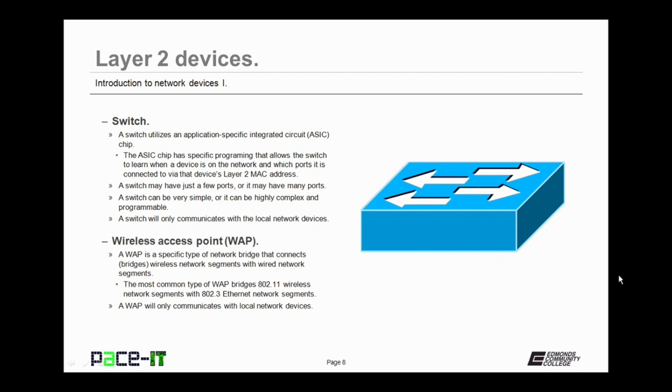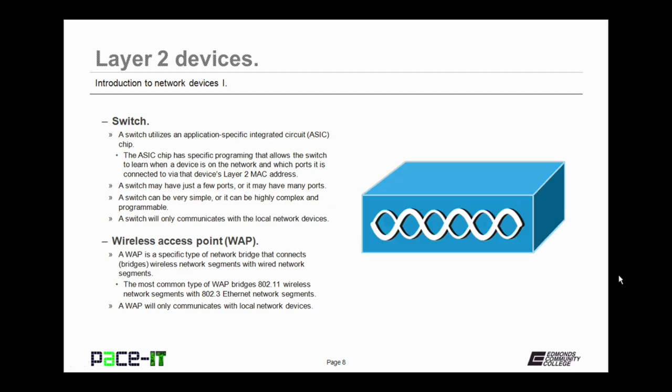A switch may have just a few ports, or it may have many ports, kind of like the hub. And although a switch is smarter than a hub, it can still be very simple, or it can be highly complex and programmable. A switch can only communicate with local network devices.